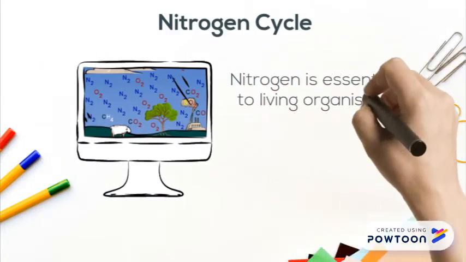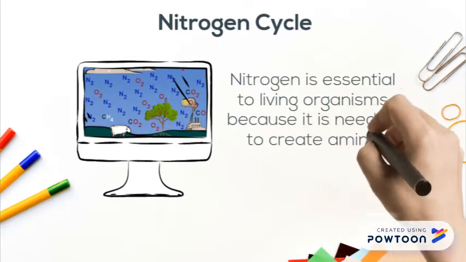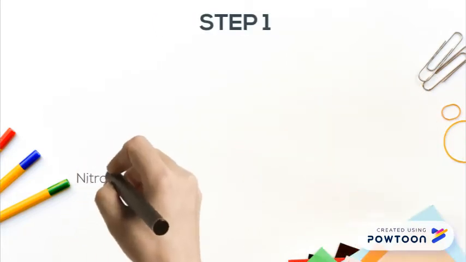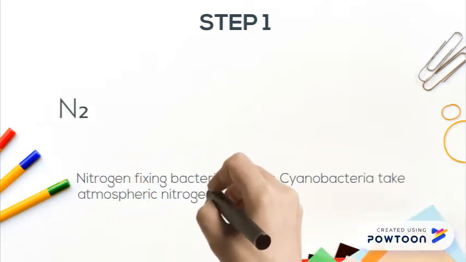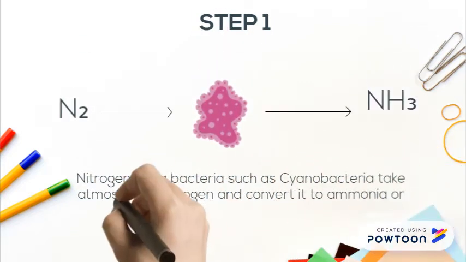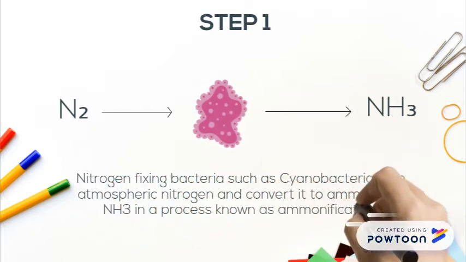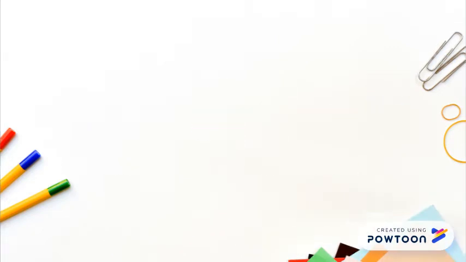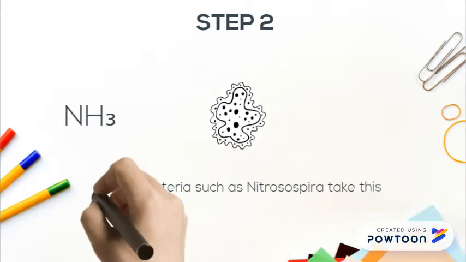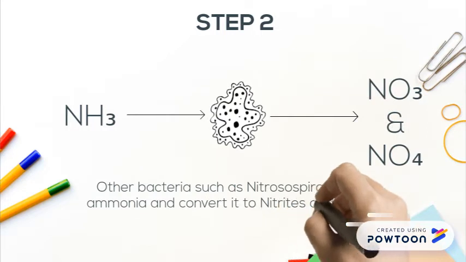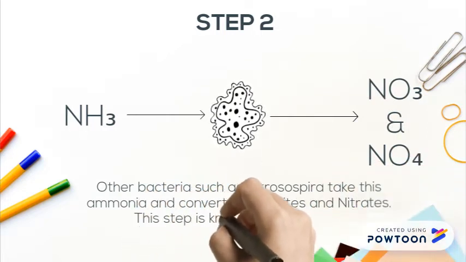Nitrogen is essential to living organisms because it is needed to create amino acids. Step 1. Nitrogen-fixing bacteria such as cyanobacteria take atmospheric nitrogen and convert it to ammonia, or NH3, in a process known as ammonification. Step 2. Other bacteria such as Nitrosospira take this ammonia and convert it to nitrites and nitrates. This step is known as nitrification.